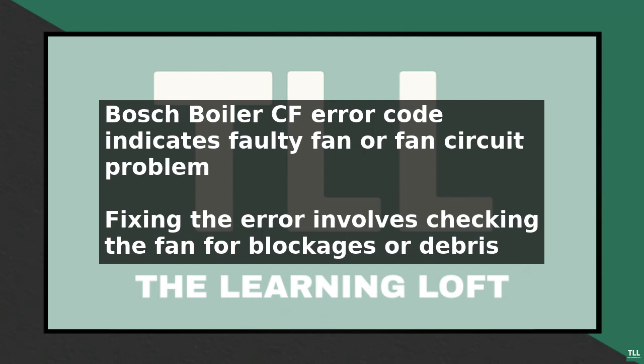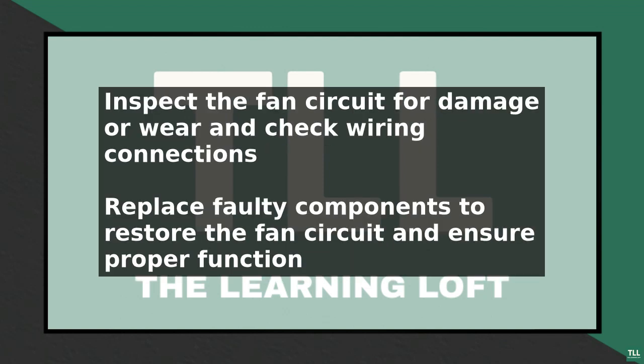Next, inspect the fan circuit for any signs of damage or wear. Check the wiring and connections for any loose or corroded parts. If you find any damage, replace the faulty components to restore the fan circuit. It is also essential to check the boiler's ventilation system to ensure it is not blocked or restricted. If the issue persists, it may be necessary to replace the fan or the fan control board.